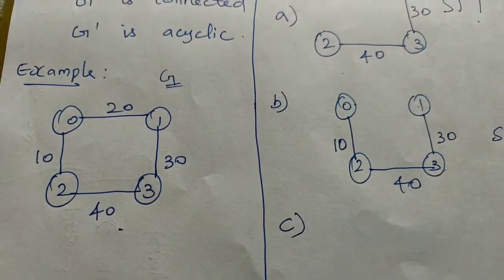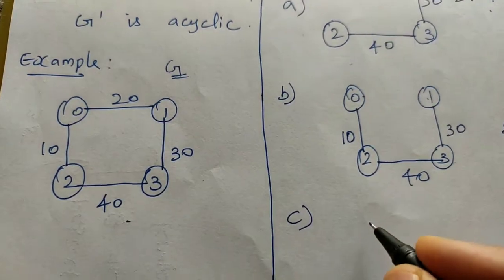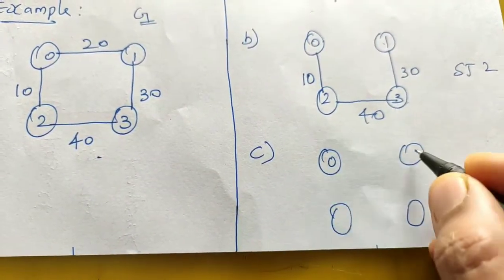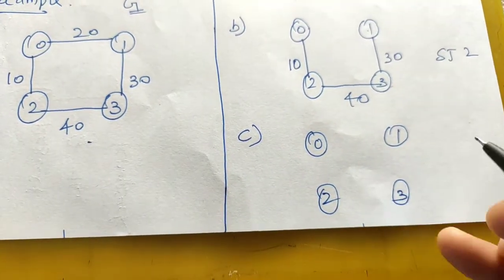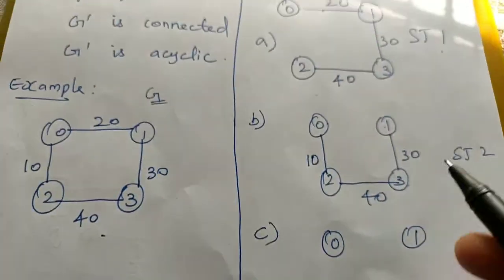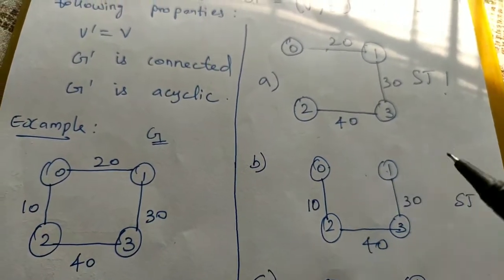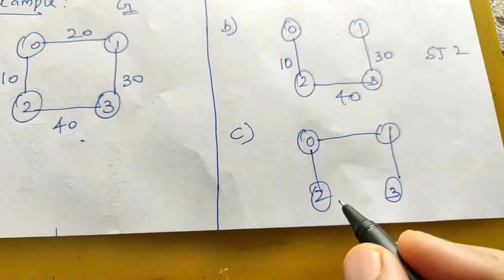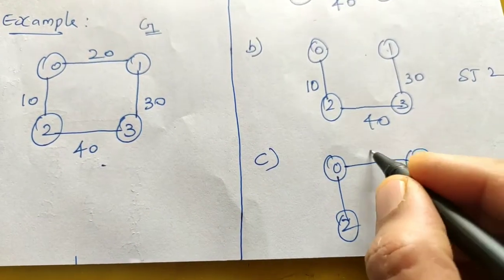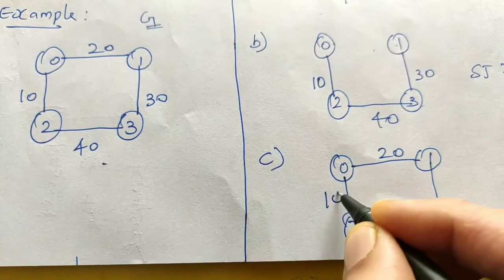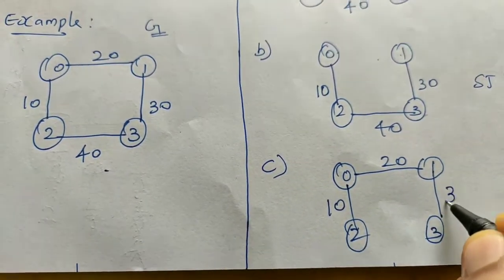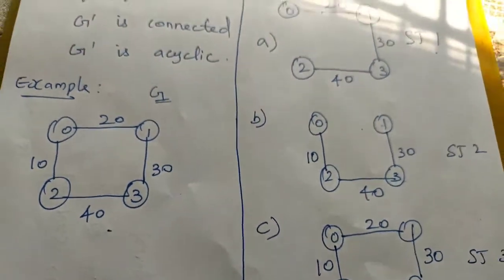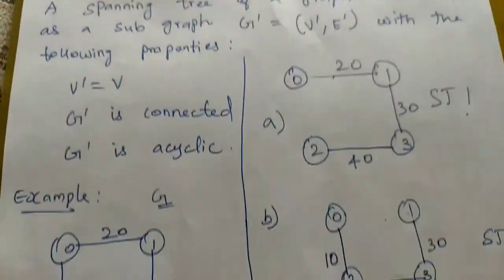Similarly, let us construct one more spanning tree. Take again 4 vertices, 0, 1, 2, 3. Now I have left out one edge, and this time I am leaving out some other edge. The edge values I have are 20, 10, and 30. So this is spanning tree 3. Similarly, I will be able to construct two more spanning trees.